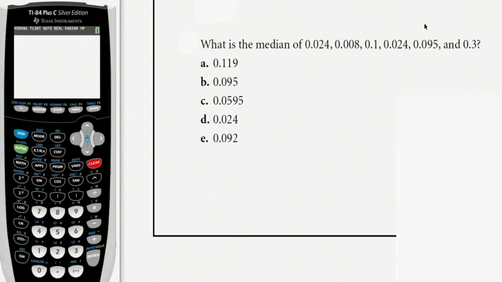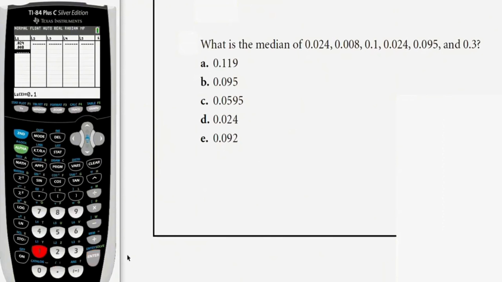Now to input this data, you are going to press this stat button. Alright, so under edit, press enter. Okay, so let's work with list 1. Let's input the data here for list 1. So let's begin. We have 0.024. Follow me, guys. This is very easy. Then we have 0.008. Alright, then we have 0.1.